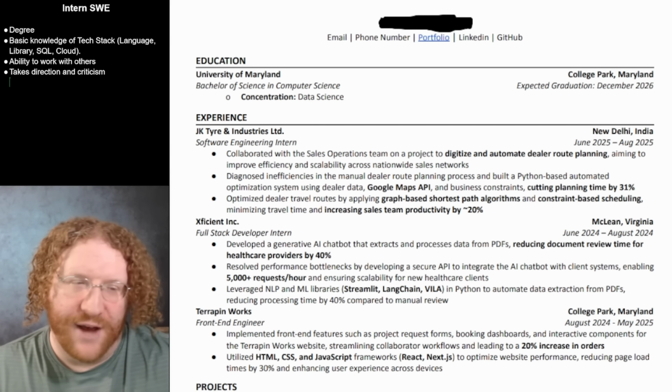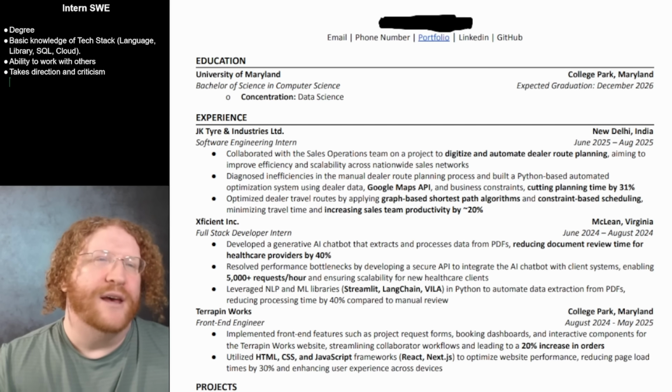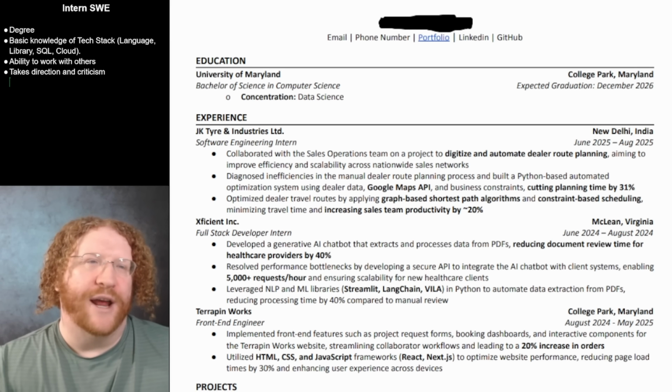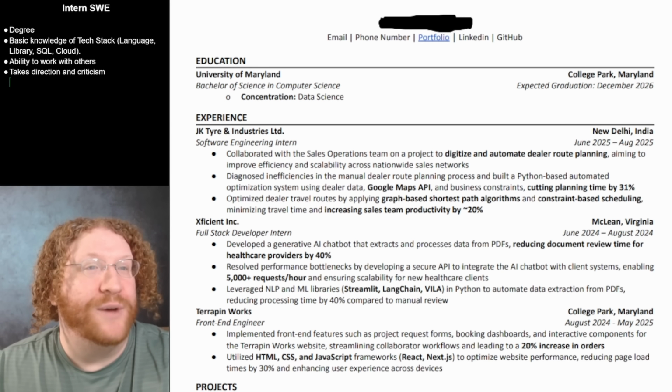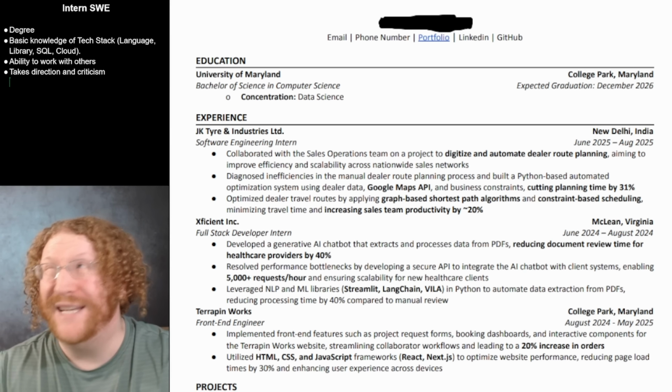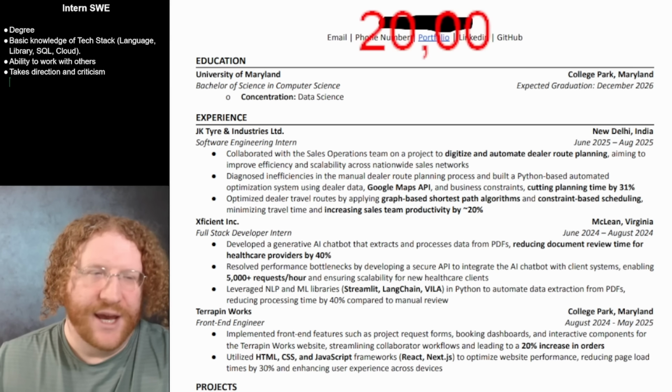So can I find a degree, a basic knowledge of any type of tech in relation to a software engineer, and the ability to work well with others and take direction and criticism? This person's ratio is 100-to-1, so I should find a little bit, but not enough to move forward with. That's my expectations. And go.